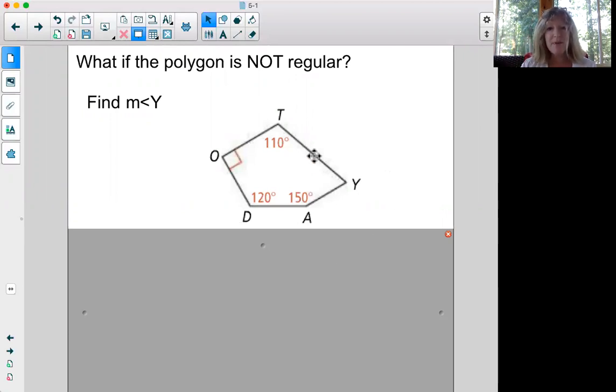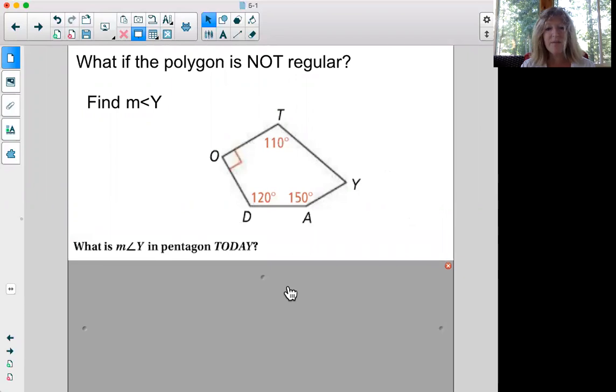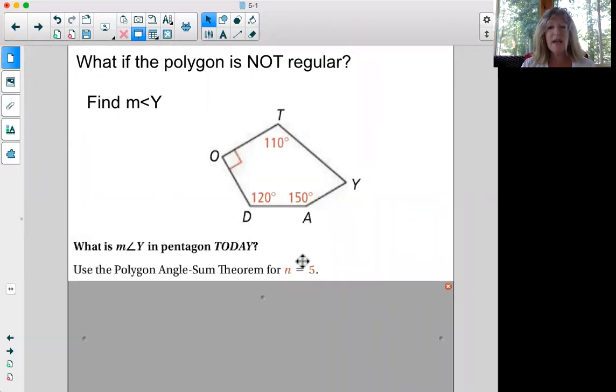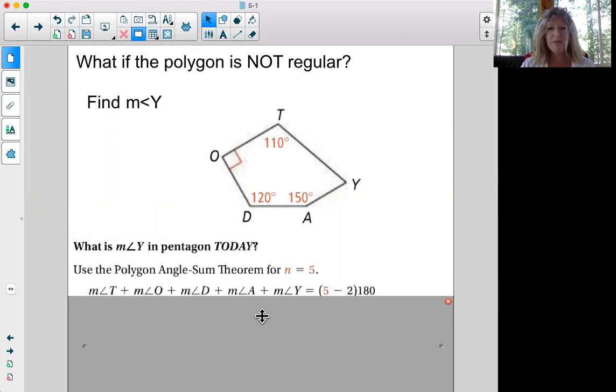The first step is you need to ask yourself, how many sides are there? 1, 2, 3, 4, 5. In this case, n is 5. How can I figure out what the measurement of angle y is? The first thing I can do is say n is 5, and so I can use my interior angle polygon sum theorem to figure out n minus 2, but I'll put n is 5. 5 minus 2 times 180 is the sum of interior angles.